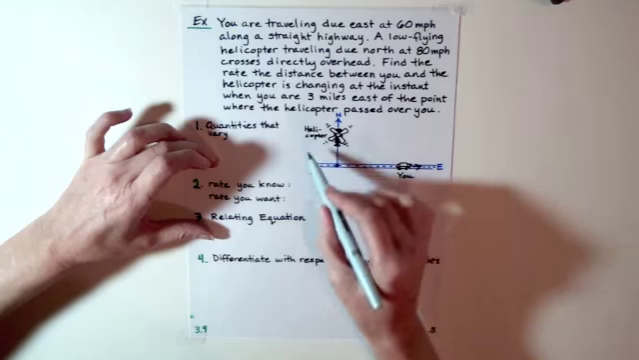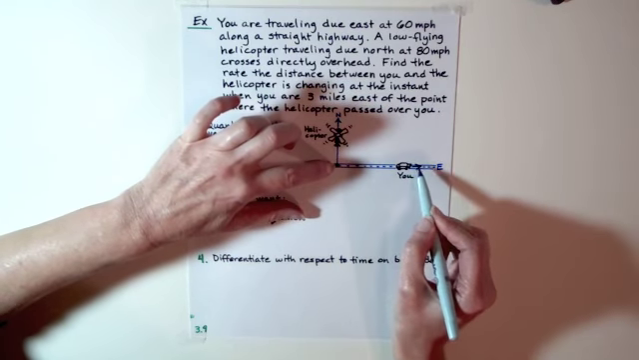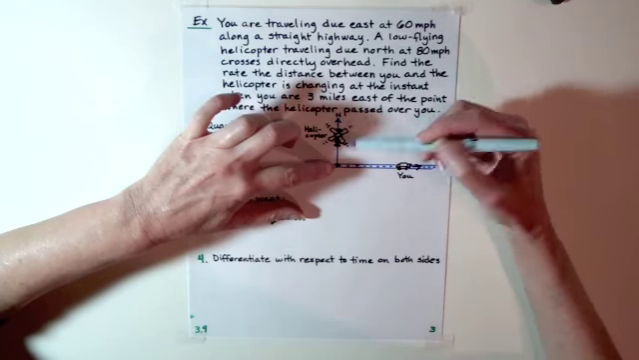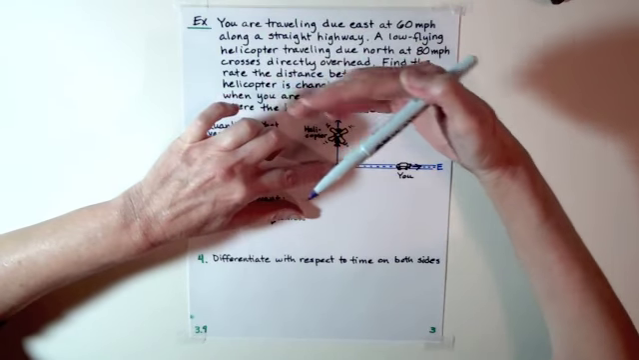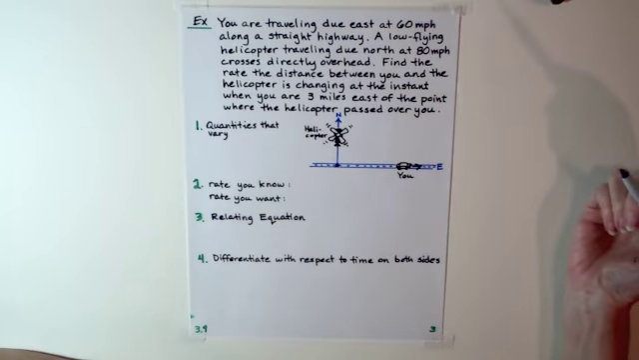So let me just sort of recap what this picture looks like. At some moment in time, you and the helicopter are both at this point, and then you drive off at 60 miles per hour in this direction, and the helicopter, its distance is kind of shrunk here to fit onto the page. It's going off in this direction at 80 miles per hour.